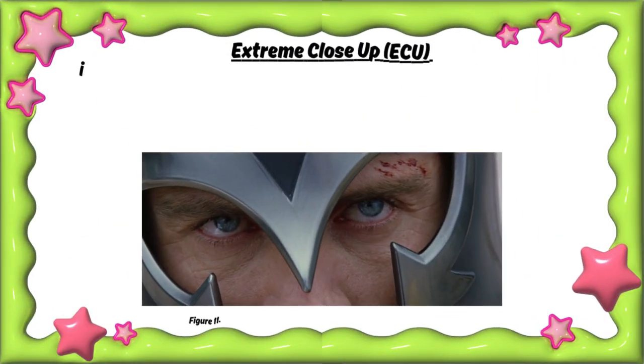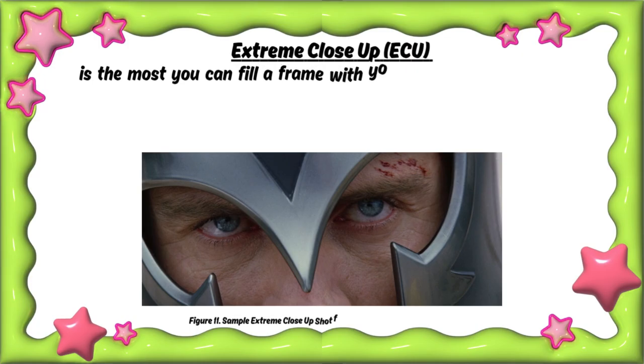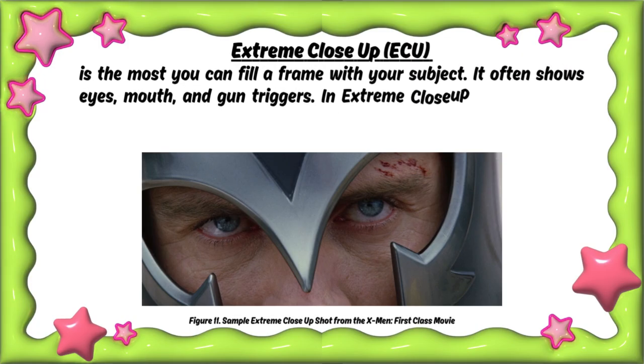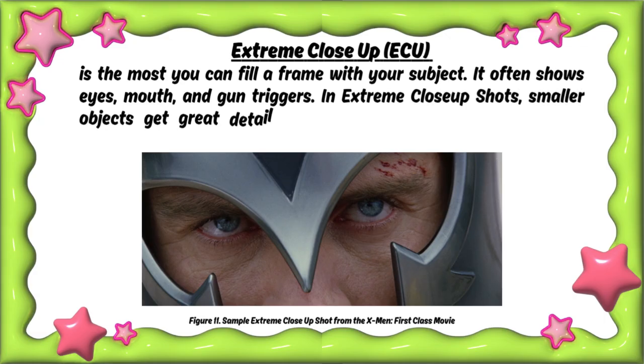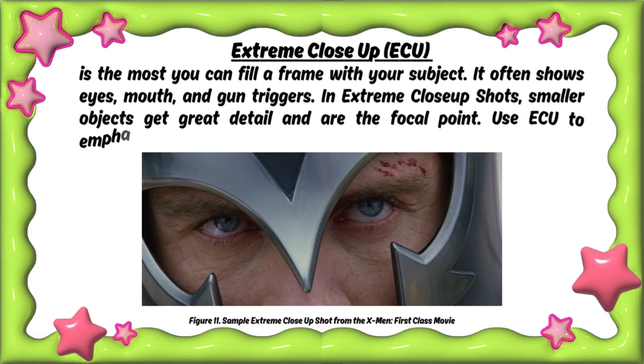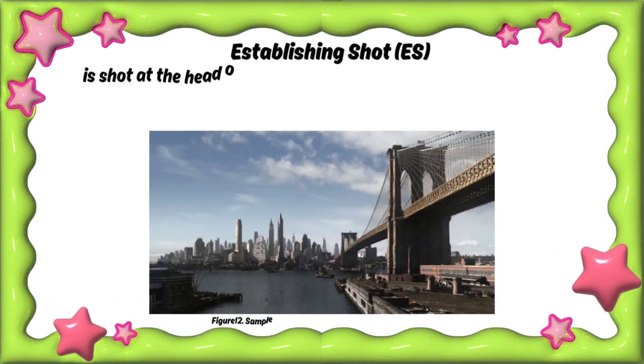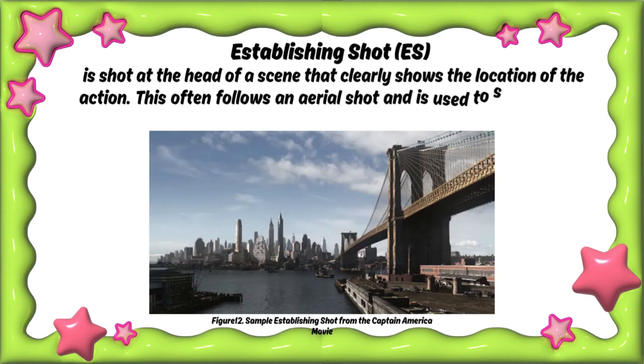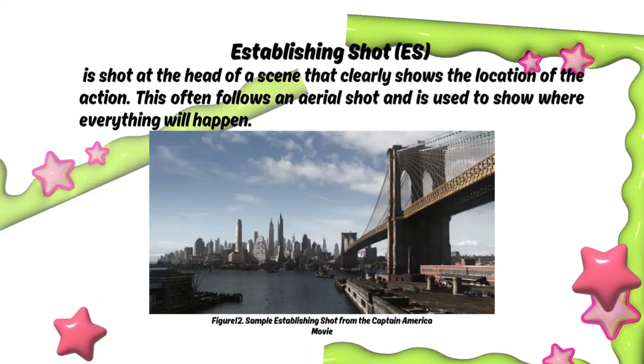Extreme close-up, ECU, is the most you can fill a frame with your subject. It often shows eyes, mouth, and gun triggers. In extreme close-up shots, smaller objects get great detail and are the focal point. Use ECU to emphasize a specific feature of your subject. Establishing shot, ES, is shot at the head of a scene that clearly shows the location of the action. This often follows an aerial shot and is used to show where everything will happen.